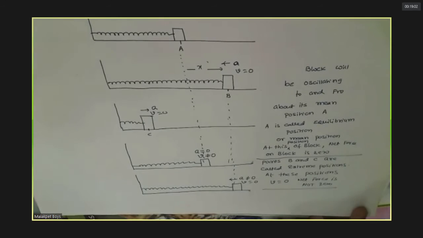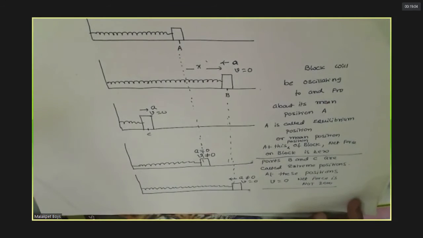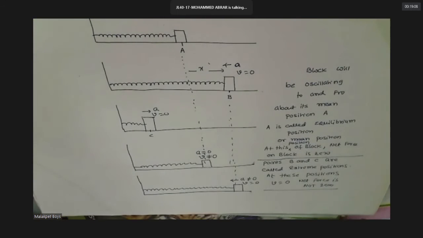What man, what physics are you people doing? I'm scared actually. Where are you people going ahead? No, sir, that was in vertical position. This is in horizontal position, so I got confused.